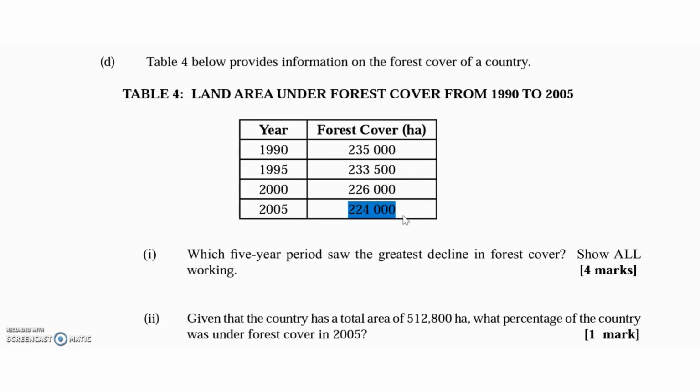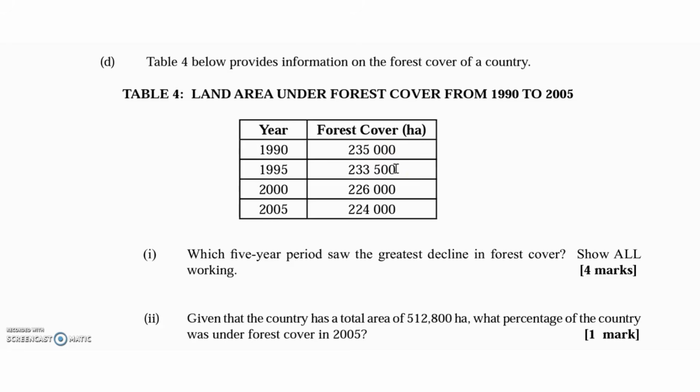Now, which 5-year period saw the greatest decline in forest cover? You have to show all working. You can do this quickly, and I'm just going to talk about it very quickly. From the year 1990 to the year 1995, there was an estimated 1,500 hectares depreciation in terms of forest cover.